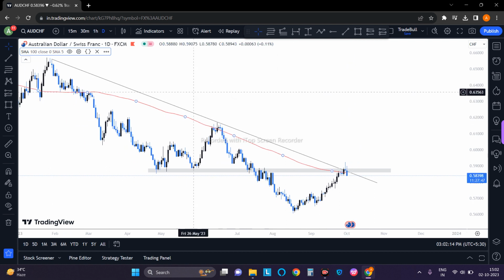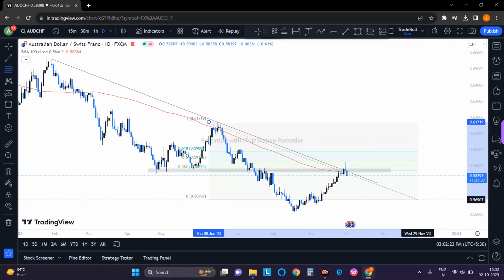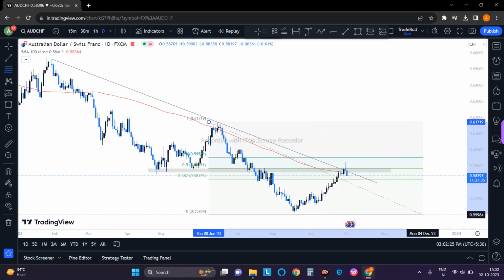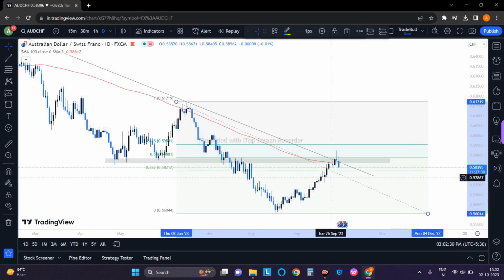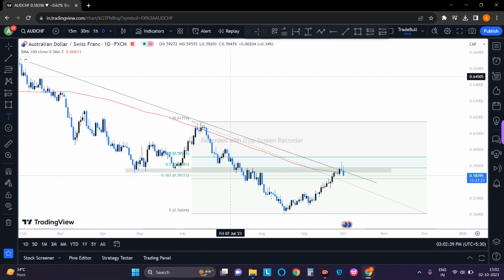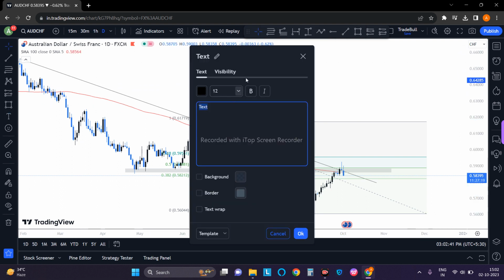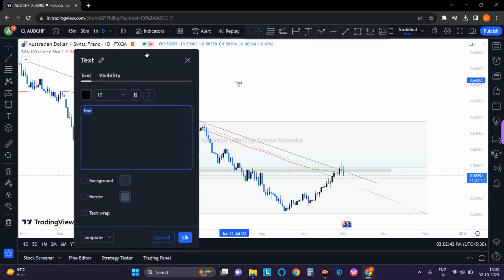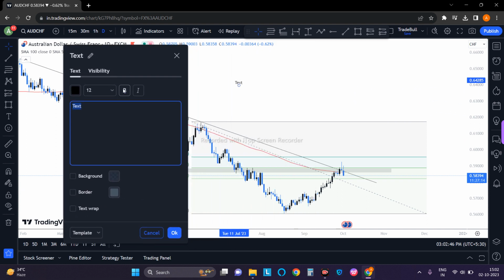So another thing which adds up to our trade, if I just draw the Fibonacci levels, and Fibonacci levels, guys, are very strong levels and they are majorly respected in the markets. There you have it. You can see the 50% Fibonacci level right at this point. So there are multiple reasons like I mentioned, and this is a very strong trade in our direction.